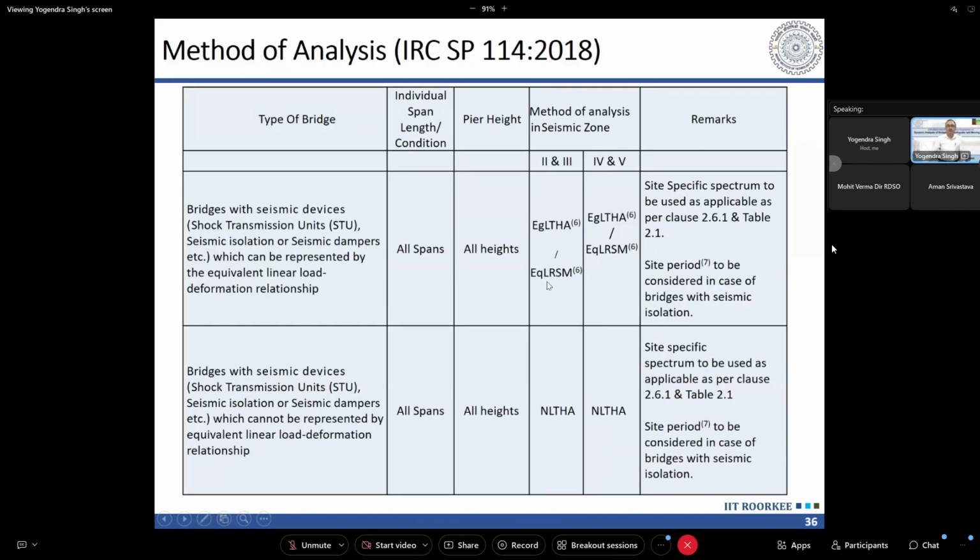So like that, different methods are given, but when our structure or the bridge is subjected to some devices, which may be either dampers or shock transmitting units or seismic isolation bearings, which have nonlinear behavior, then it may be difficult to represent that by a linear system.